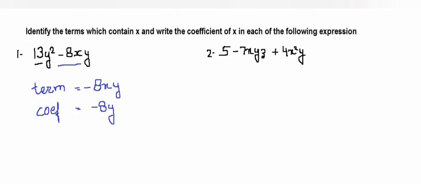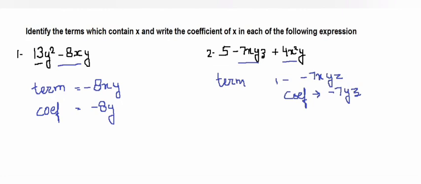Similarly, let's move on to this. Now here you can see that we have two terms which are having x. The first term is minus 7xyz, and for this the coefficient will become, I will leave x and the rest will be our coefficient. So minus 7yz.